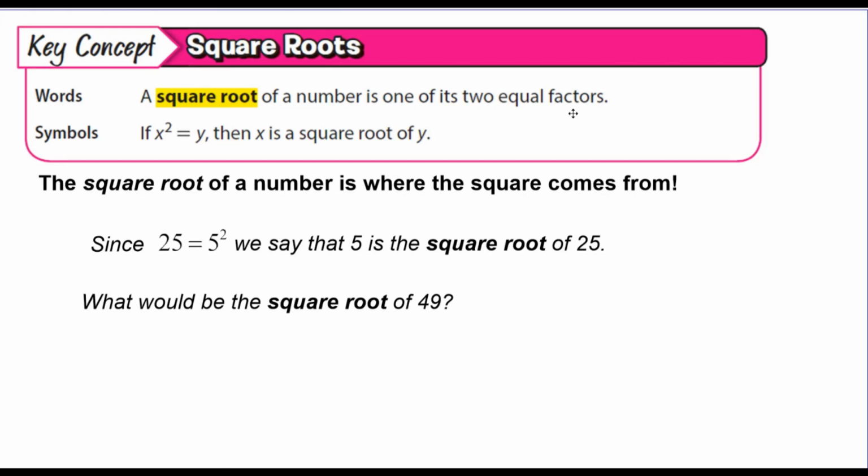In other words, since 25 is equal to 5 squared, we say that 5 is the square root of 25, because if I square 5, I get 25. So if I use an exponent to get 25, I use a root to get back to that original number. If that's the case, what would be the square root of 49? You need to think, what number squared is going to equal 49? What times itself equals 49? Well, that would be 7. So 7 is the square root of 49, we would say. That's what a square root is.